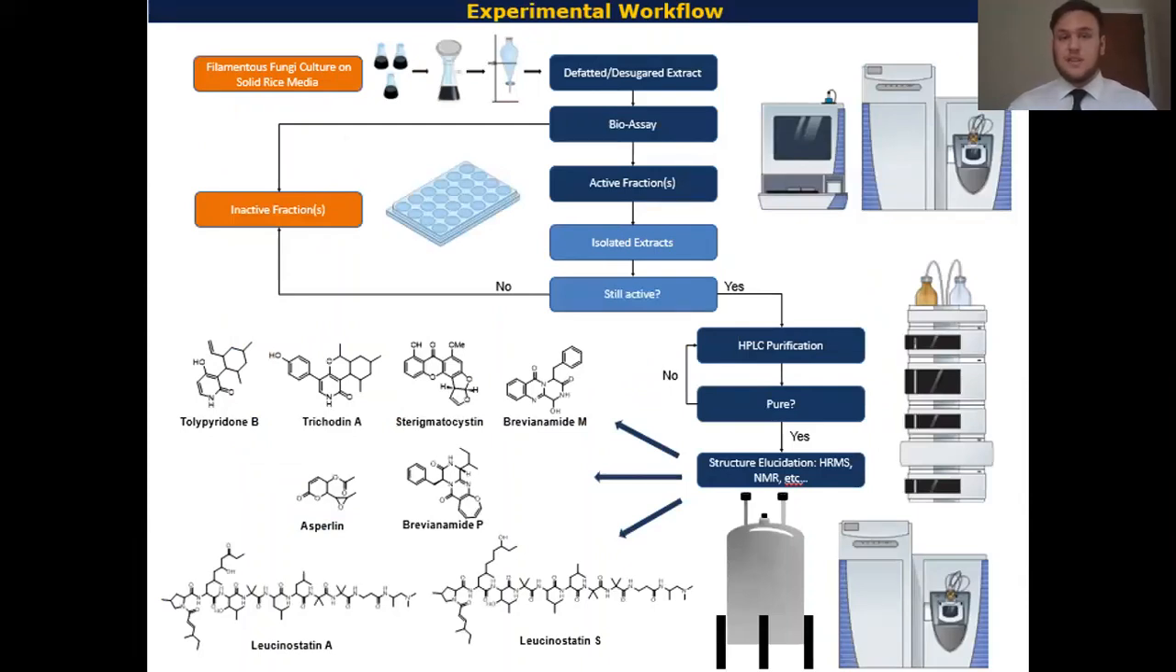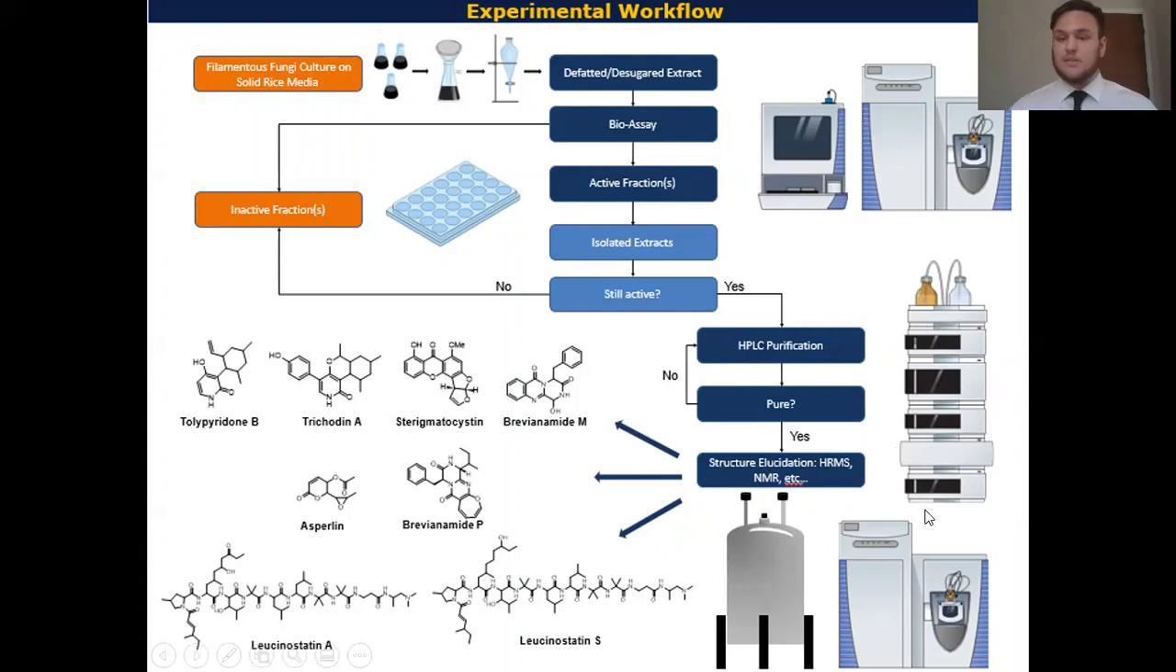For each filamentous fungi culture, we chop it up and stir it with organic solvent overnight. And then we partition that organic solvent first with water and then with hexane to remove the sugars and fats from our sample. We then send the cleaned up sample for biological testing at the University of Georgia to test for activity against malaria. If they remain active, we then perform an initial separation using flash chromatography, and then we retest those isolated extracts to see if they are still active. If they are, we then take steps to purify them using high performance liquid chromatography.